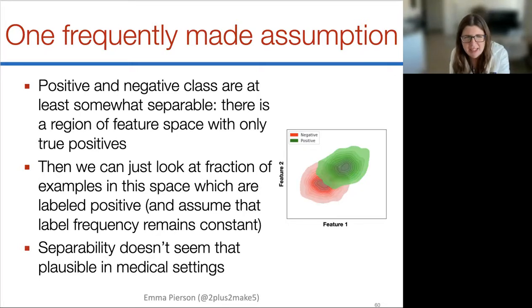But it's really not that plausible in medical settings that we're going to have some magical region of the feature space where you definitely have the condition. Often, many conditions only have non-specific symptoms, for example, where they might indicate one of many health conditions. And certainly that's true of intimate partner violence too, where if someone shows up with injuries, they could be indicative of IPV, but they also might be indicative of other things.